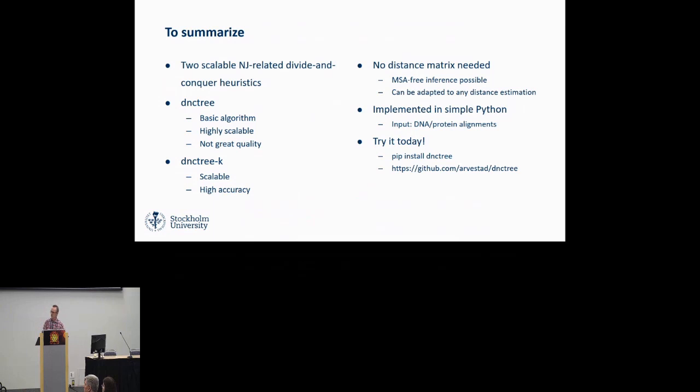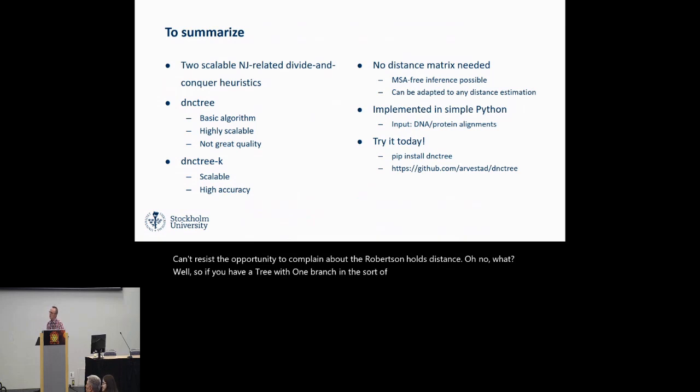So I can't resist the opportunity to complain about the Robinson-Foulds distance. Oh, no, what? Well, so if you have a tree with one branch in the sort of worst possible position, but the rest of the tree is right, you'll have a very bad Robinson-Foulds distance. Yeah. And so, you found some of your methods were fast, but of the 4 that you looked at, some were fast, but had actually very bad RF distance.